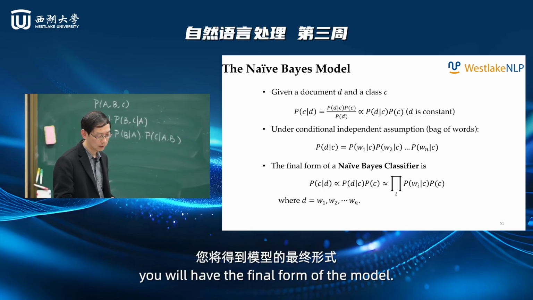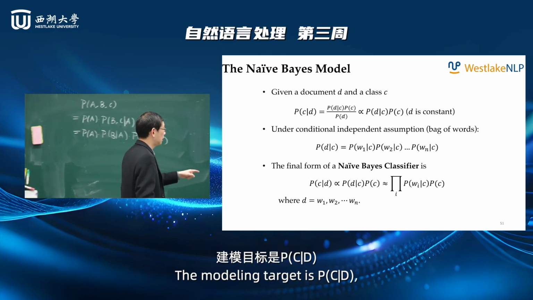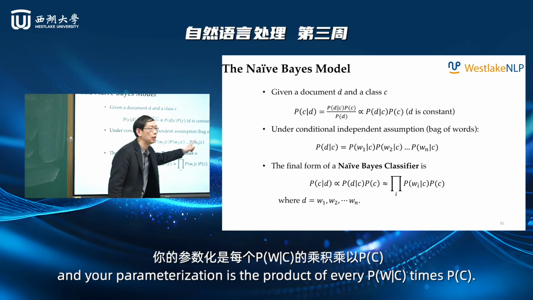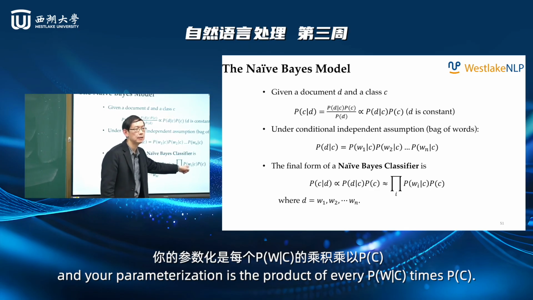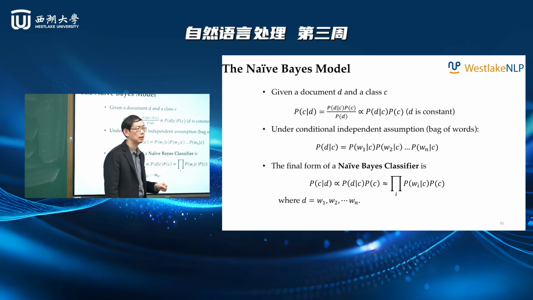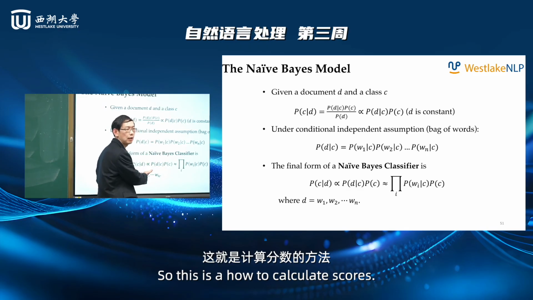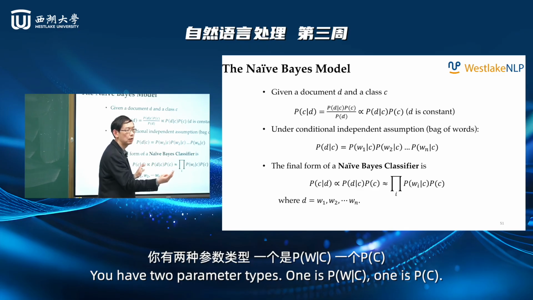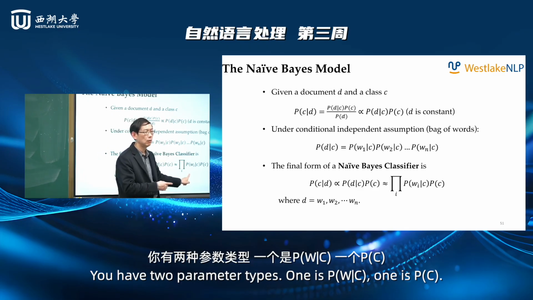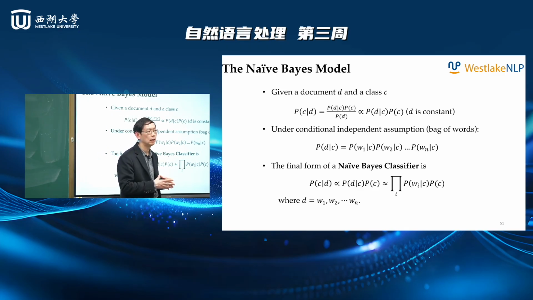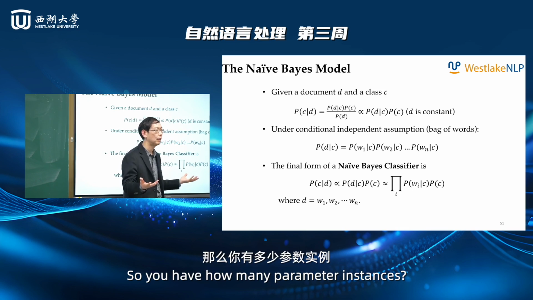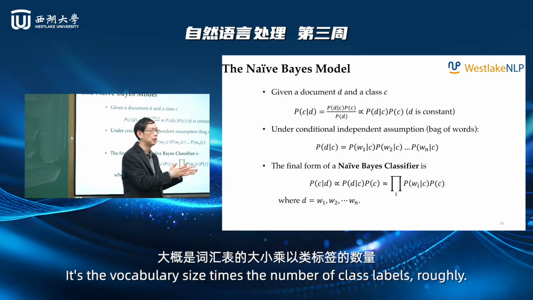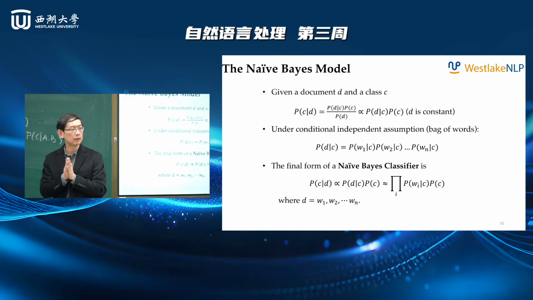All right? And then in the end, you will have the final form of the model. The modeling target is P(C|D), and your parameterization is the product of every W, P(W|C) times P(C). Okay, so this is how to calculate scores. You have two parameter types. One is P(W|C), one is P(C), right? So you have how many parameter instances? It's the vocabulary size times the number of class labels, roughly.